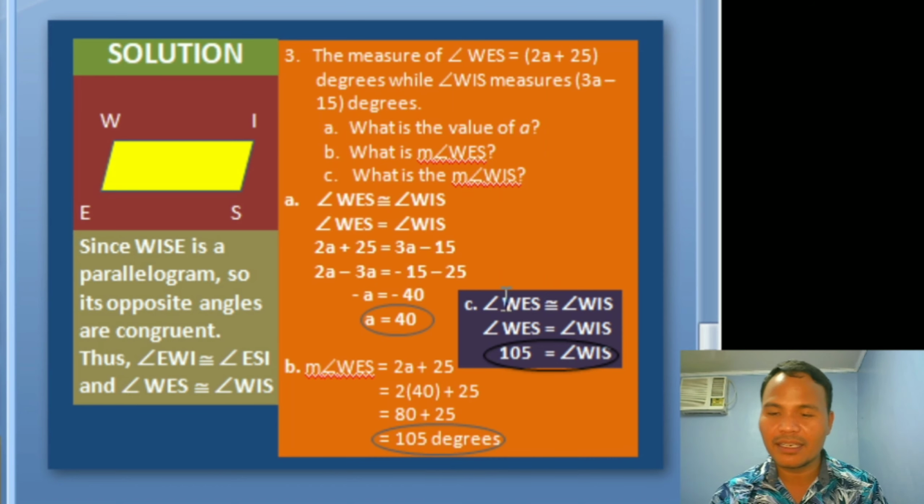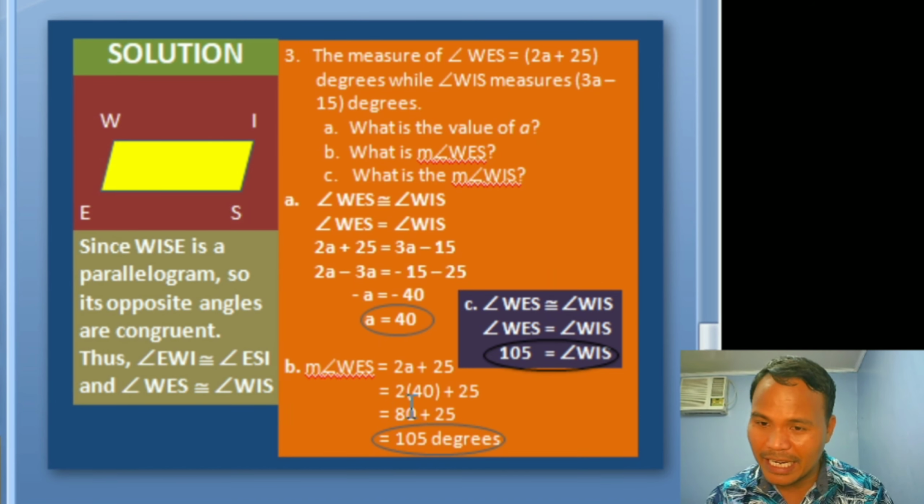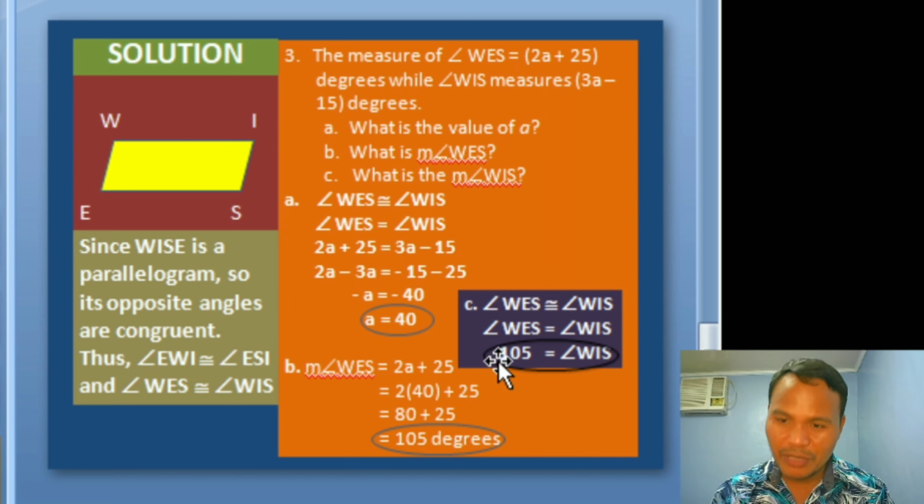For letter C, again, these two angles here are congruent because they are opposite angles. If they are congruent, then they are equal in measure. Then by substitution, because we already solved that WES is equal to 105 degrees, we can now say that the measure of angle WIS is also equal to 105 degrees. Okay?